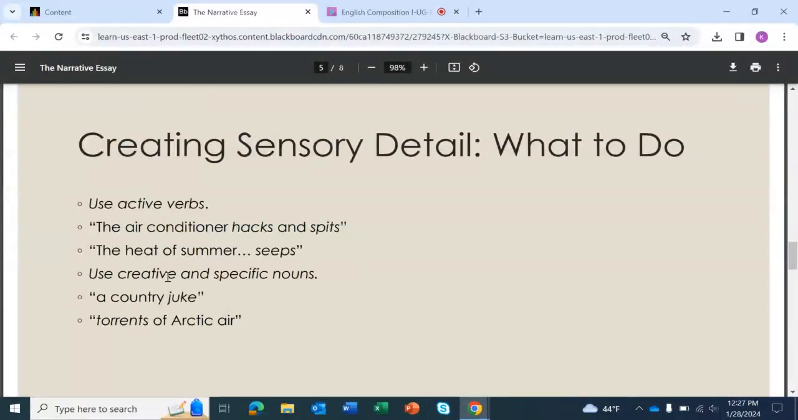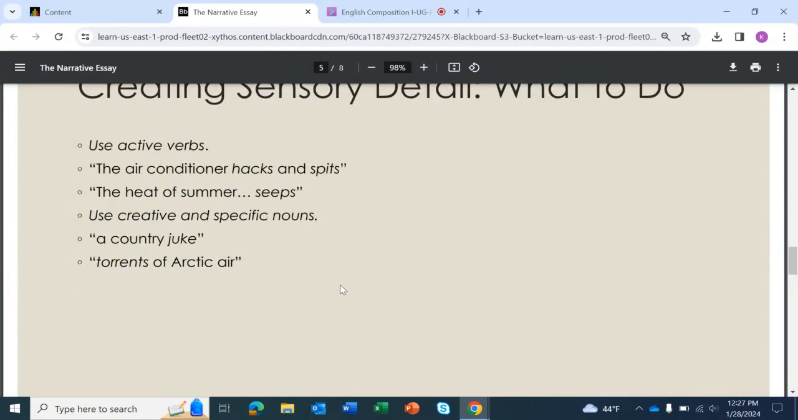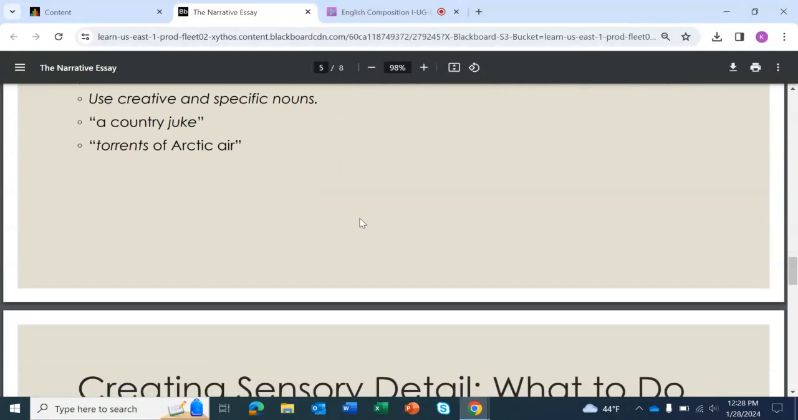Then we have creative and specific nouns. Once you've made the most of your verb, then think about nouns. How specific can you make your nouns? A country juke, describing what kind of place Jesse's place is. And then instead of just saying the air conditioner hacks and spits forth cold air, the author chooses to use torrents of Arctic air. A torrent is like a storm or a flood of air, desperately trying to cool the place down.